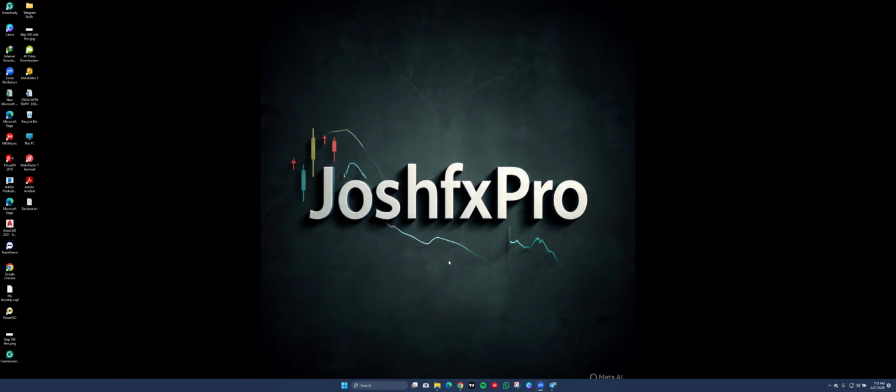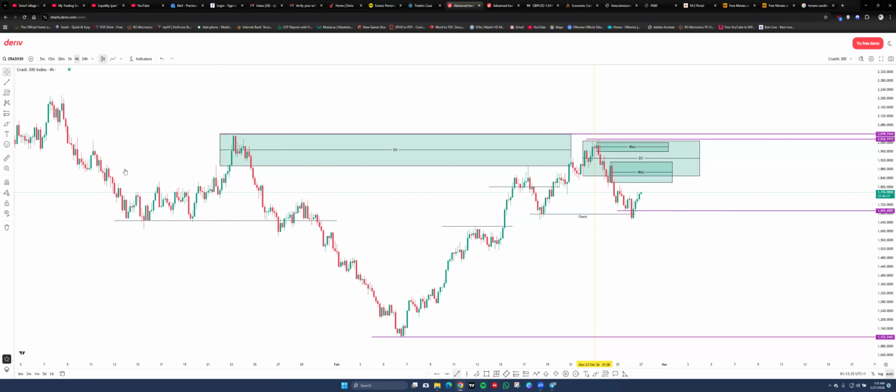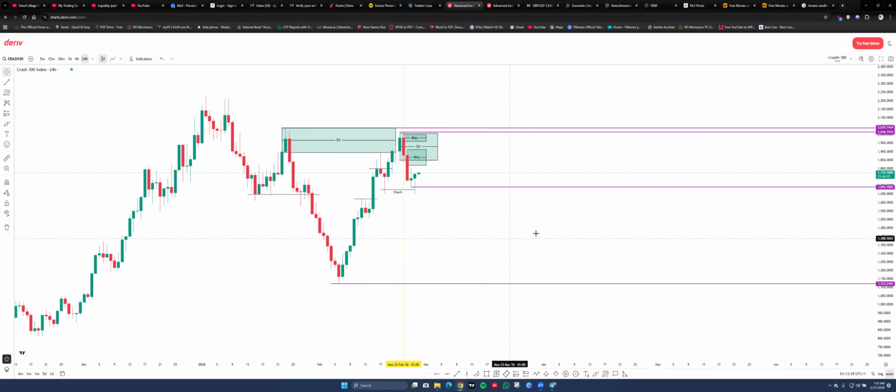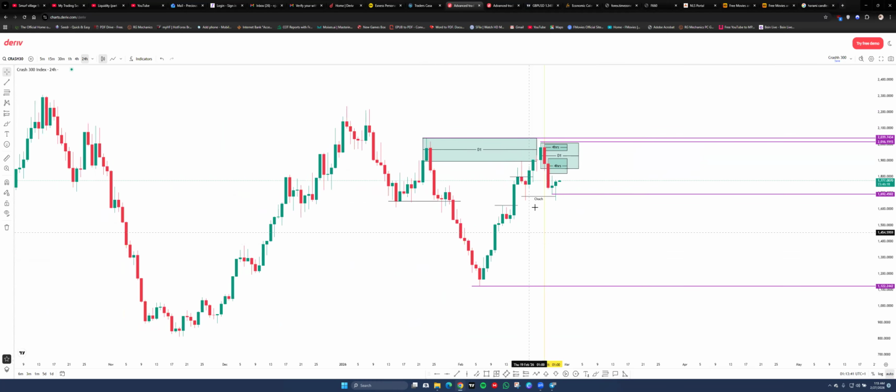Let's analyze this pair and see what we're looking at. Okay, so this is Crash 300, right? Initially, this was my break of structure point. So the market was trending down up to this point, and the market did come back to this daily order block area here, tapped it in, and it's moving out.